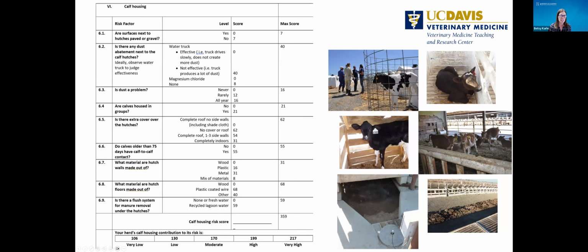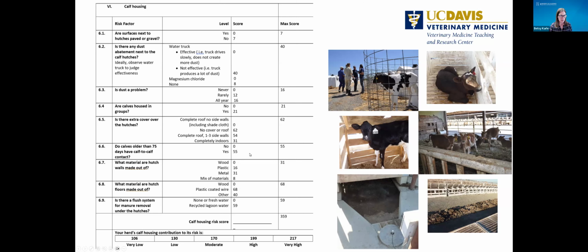Another one we found interesting was extra shade being offered. So if there was no additional shade, that was associated with a higher risk of respiratory disease, whereas something like a shade cloth or a roof but no sidewalls was associated with a lot lower respiratory disease.